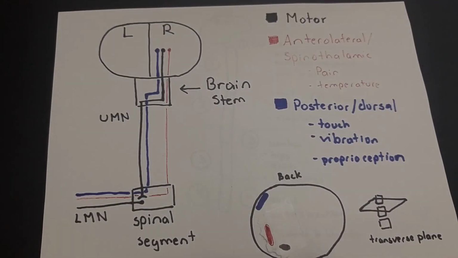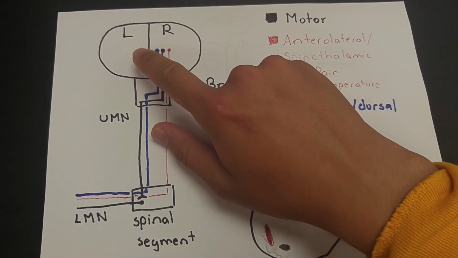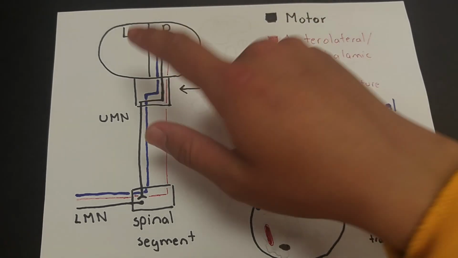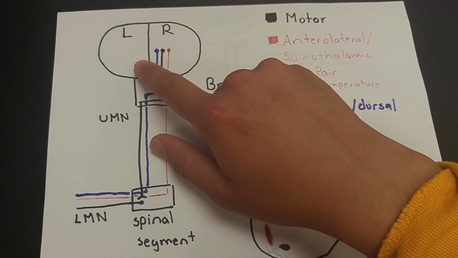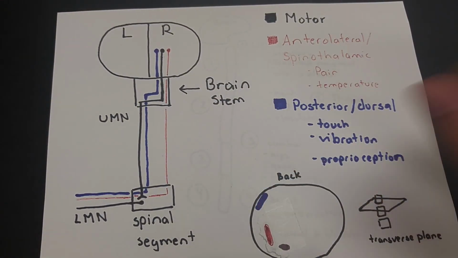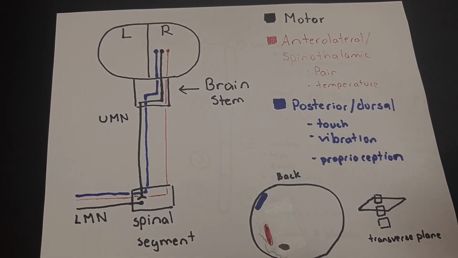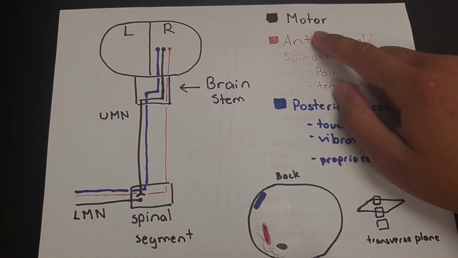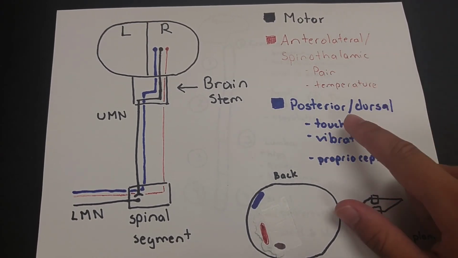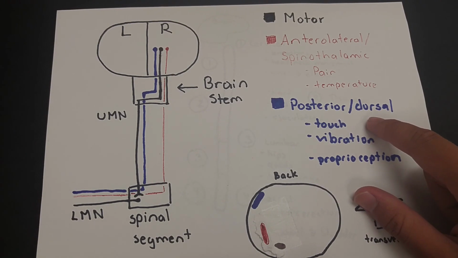So similarly, the brain and the nervous system is just a bunch of wiring. So here we have the brain, here's the left and the right side, as denoted by the L and the R. All right, and here's the brain stem. Here's the spinal segment, which is the segment of the spine. And today we'll be talking about three types of wiring: the motor, the anterolateral, also known as the spinothalamic, and the posterior, also known as the dorsal.